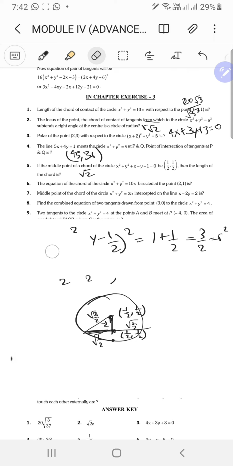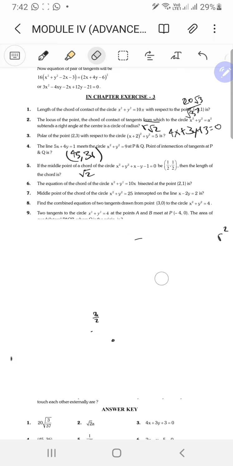Let's move on. The equation of the chord of the circle bisected at the point 2 comma 1 is. Okay, chord of the circle bisected. Oh, so it has the midpoint 2 comma 1, and we want to find the equation of this chord of this circle. So how do I do that? Bisected at the point. Well, I guess I will have to do it using common logic now, because there is really no other way.